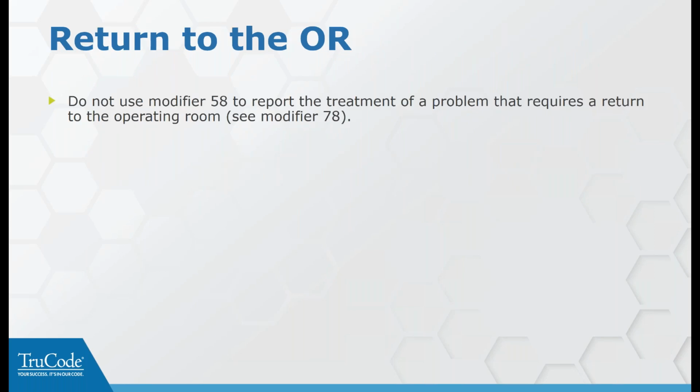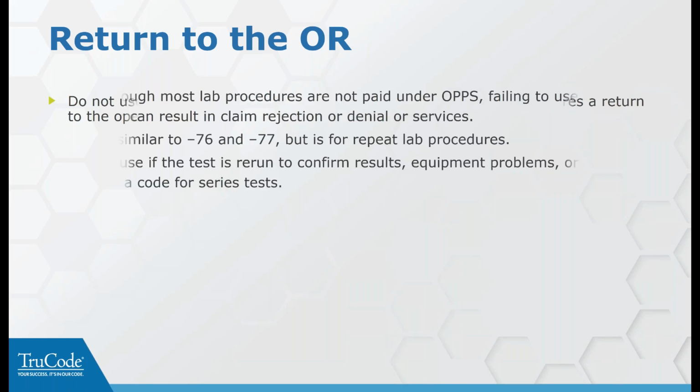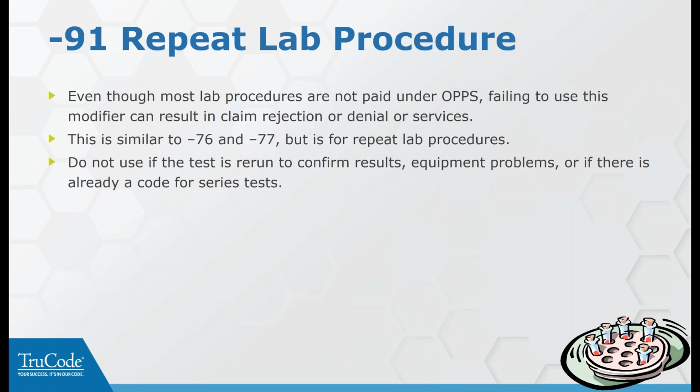Return to the OR is where the patient is finished with their surgery and is in recovery, for example. They start bleeding and they have to take them back to the OR. Why is that important? Because that return to the OR is going to show that it's a separate encounter. Otherwise, it's going to look like these are done during the same operative episode, and you'll get a discounting. You won't get paid for two separate operating rooms. So very important there. The last of the modifiers is modifier 91.